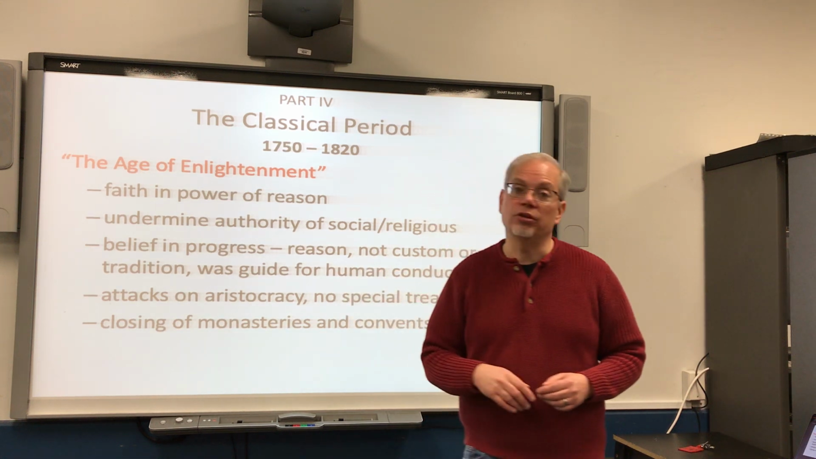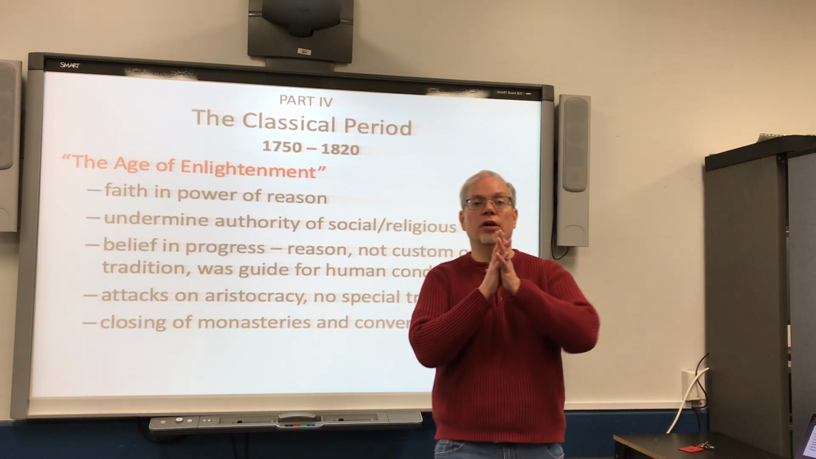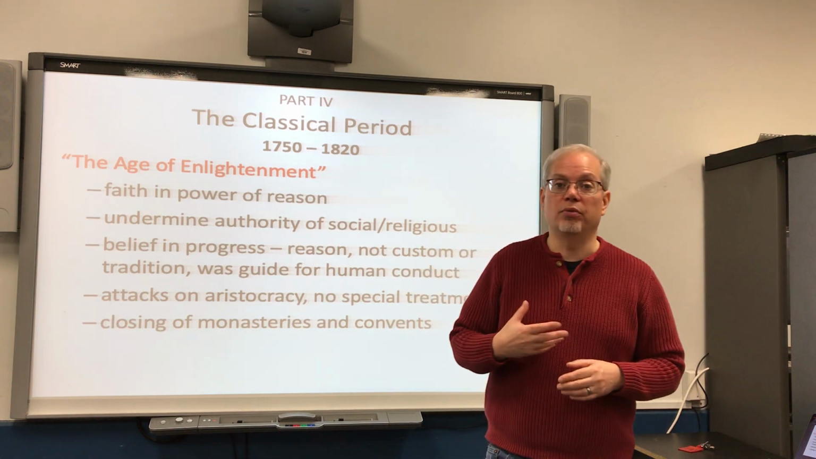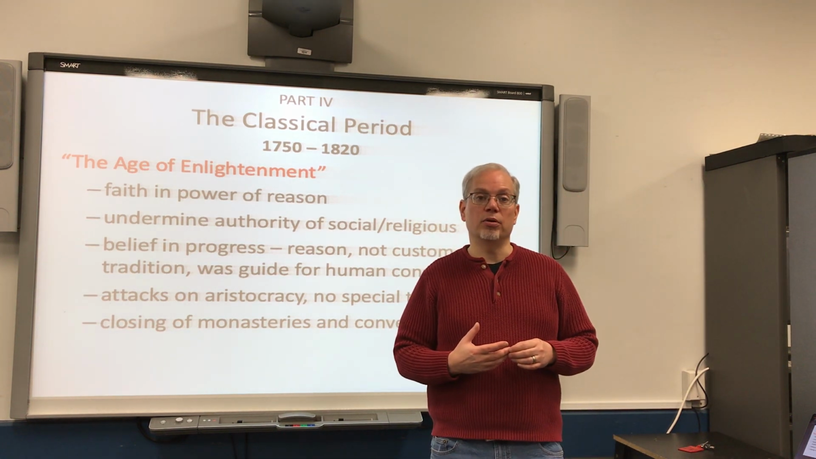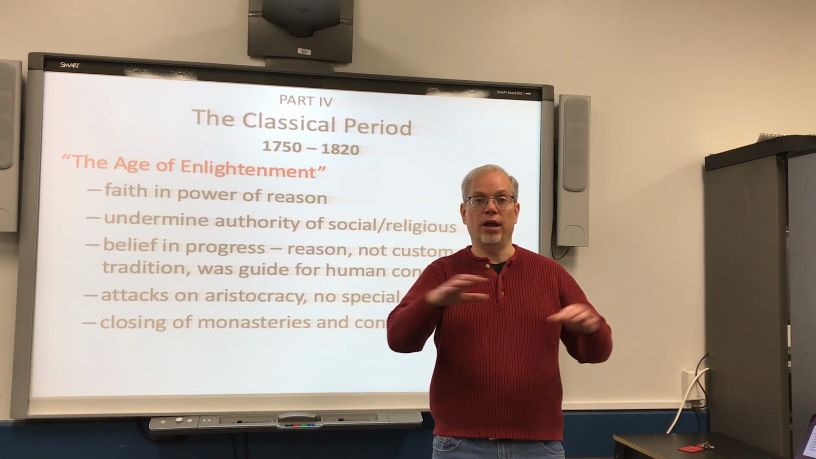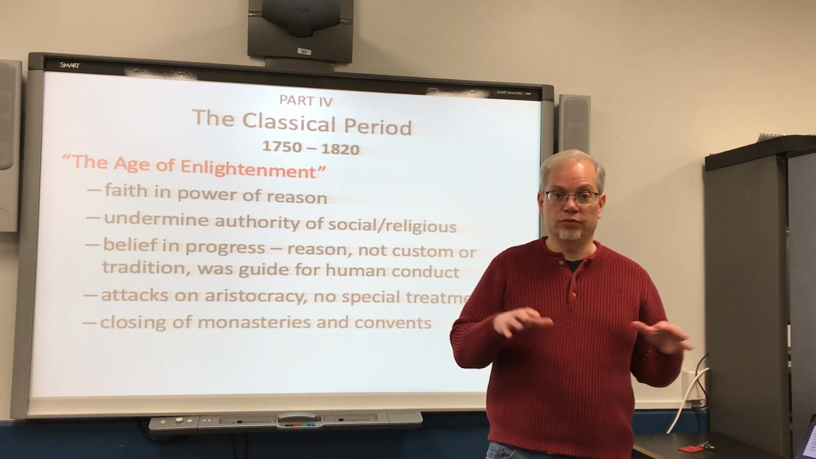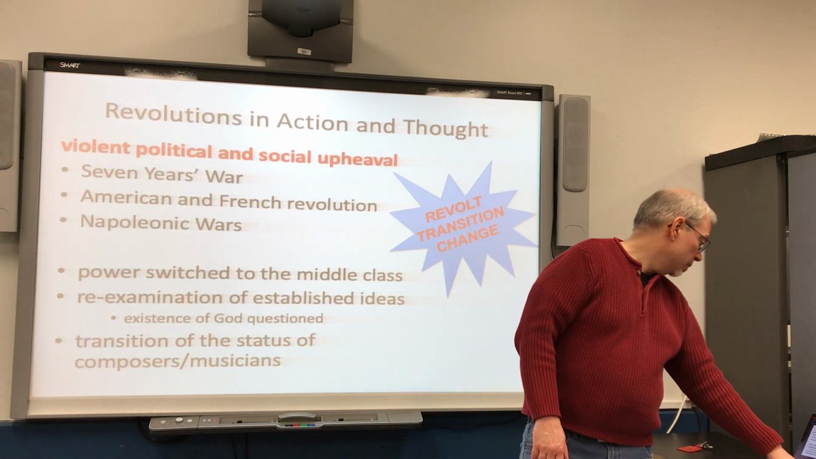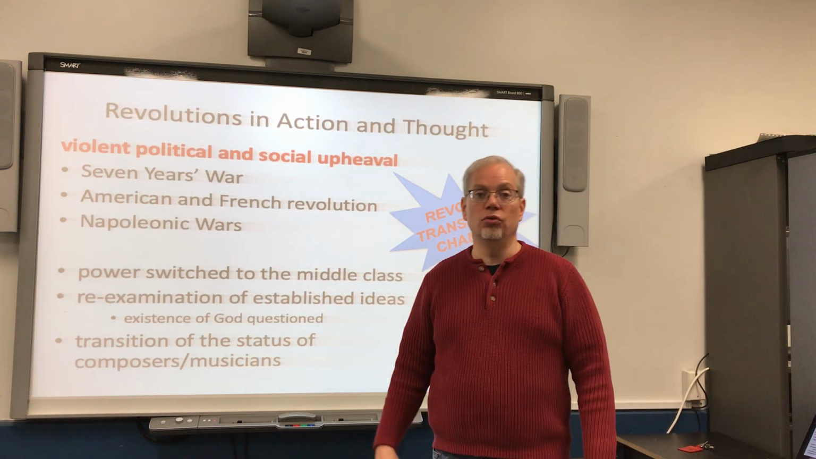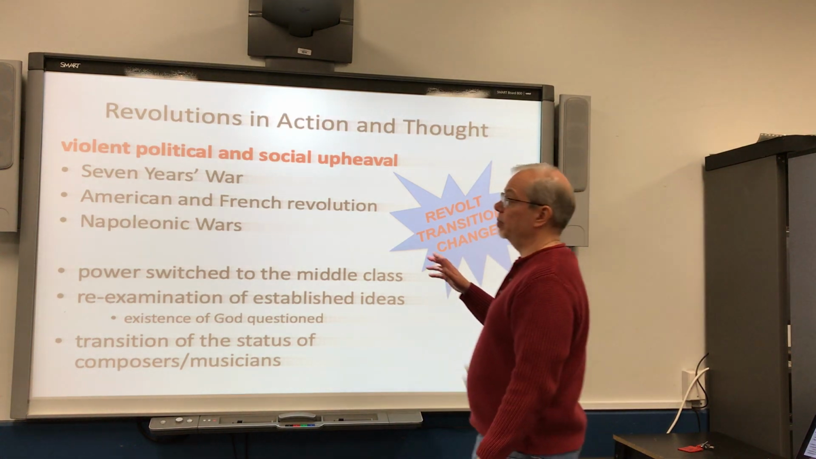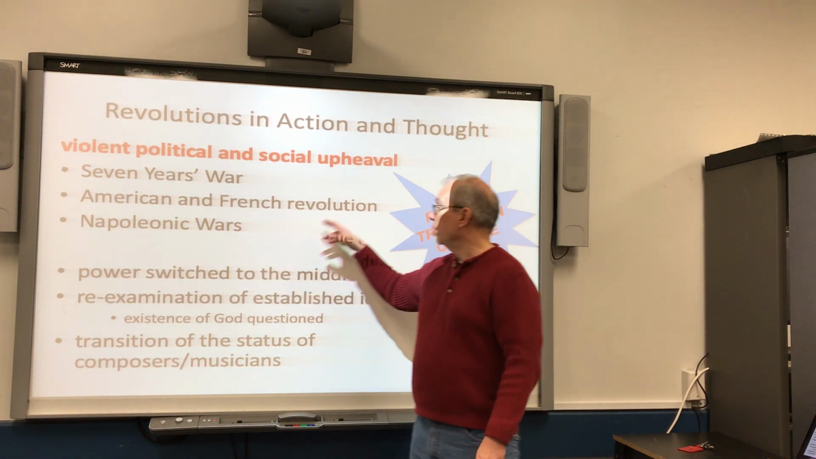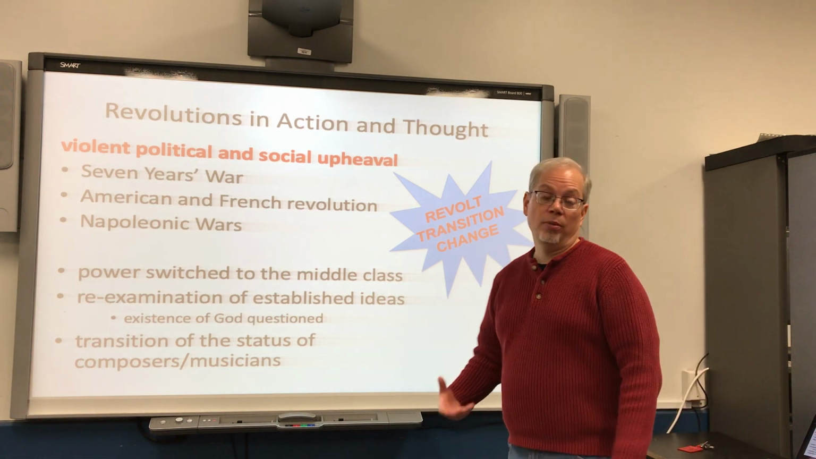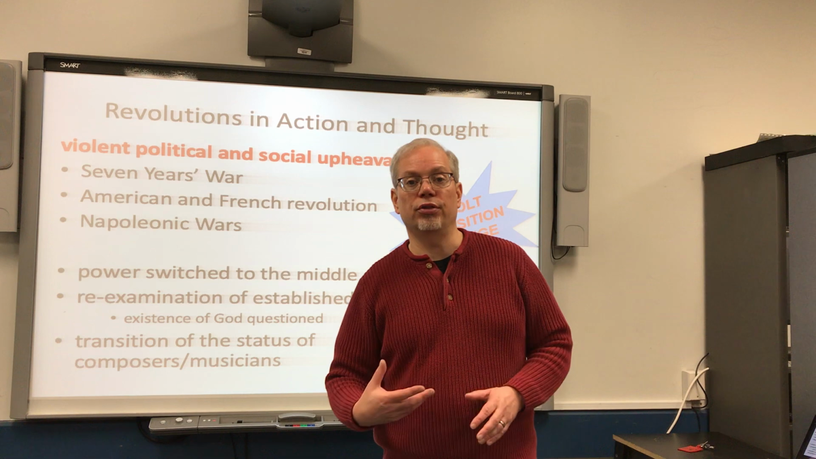Attacks on the aristocracy. Now this is interesting, because a lot of the philosophers of this age, people like Voltaire, were writing books and papers talking about how everyone deserves equality under the law and things like that. It eventually led to a lot of violence. This is the period when we have the 7 Years' War, the American Revolution, the French Revolution, and the Napoleonic Wars, which were an outgrowth of the French Revolution.